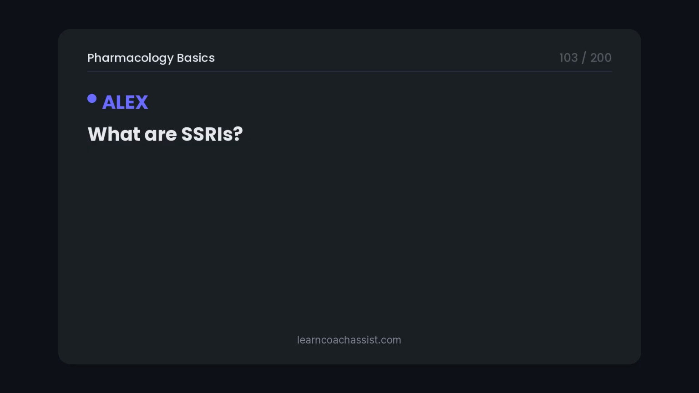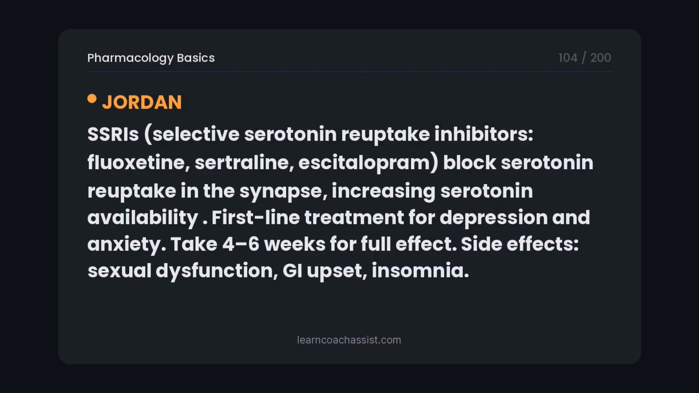What are SSRIs? SSRIs, selective serotonin reuptake inhibitors, fluoxetine, sertraline, escitalopram, block serotonin reuptake in the synapse, increasing serotonin availability. First-line treatment for depression and anxiety. Take 4 to 6 weeks for full effect. Side effects: sexual dysfunction, GI upset, insomnia.